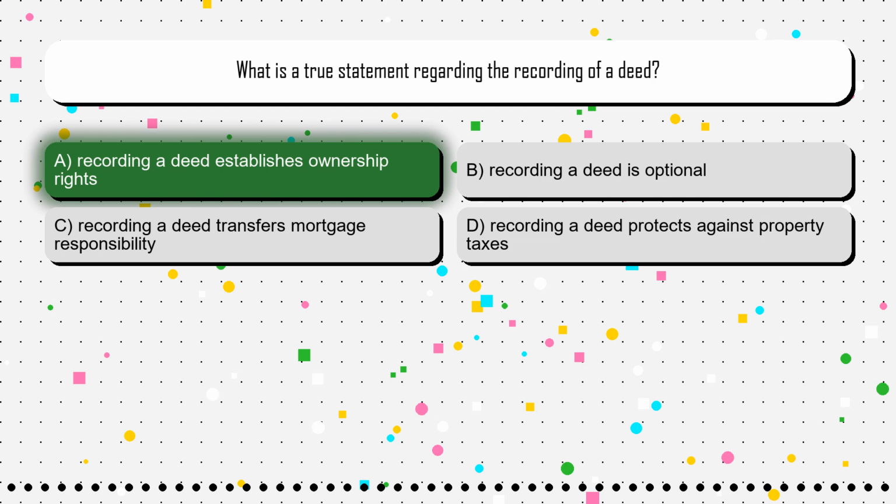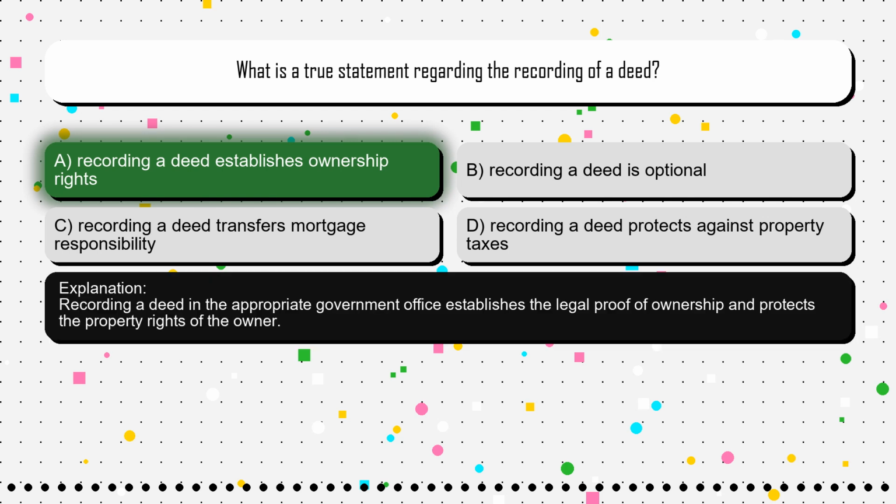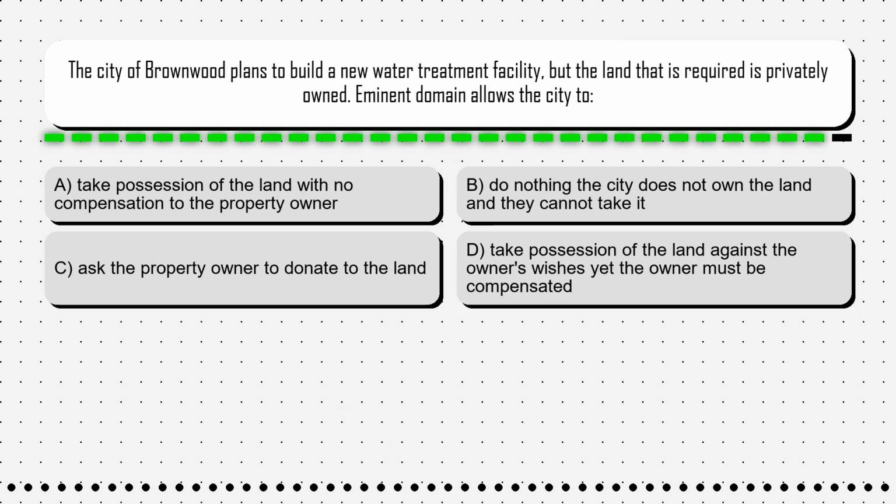The correct answer is option A, recording a deed establishes ownership rights. Recording a deed in the appropriate government office establishes the legal proof of ownership and protects the property rights of the owner.